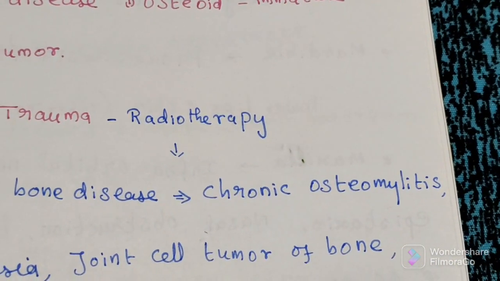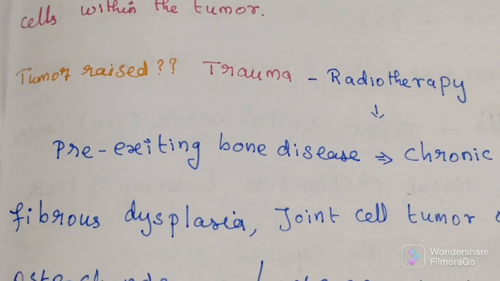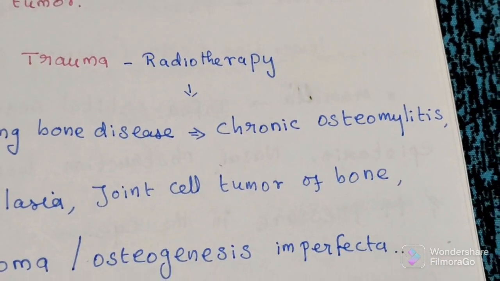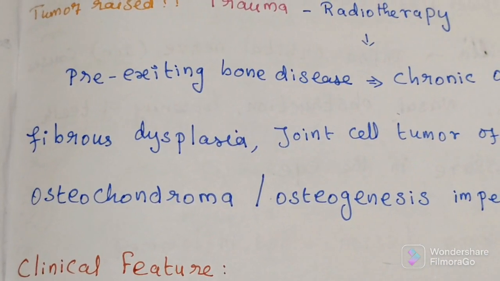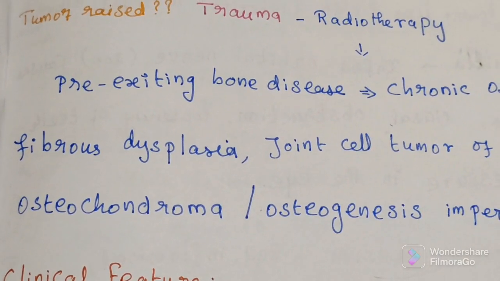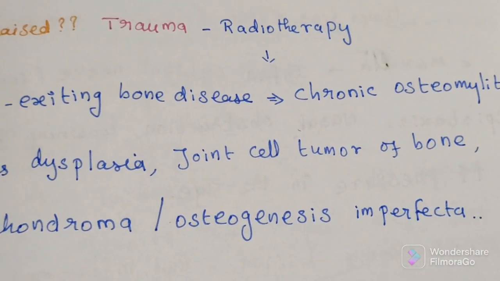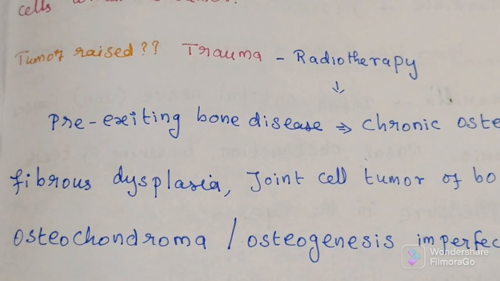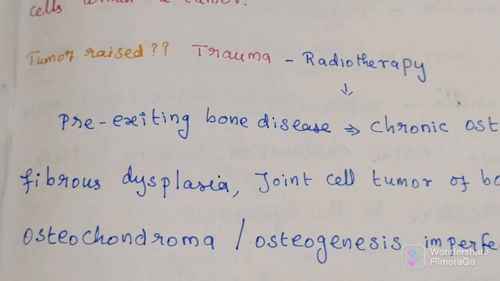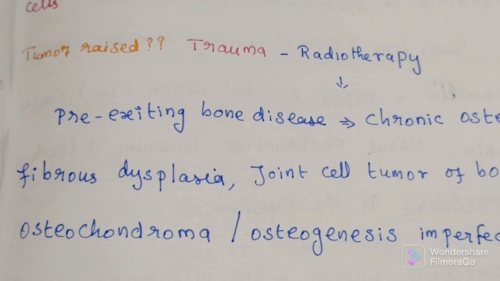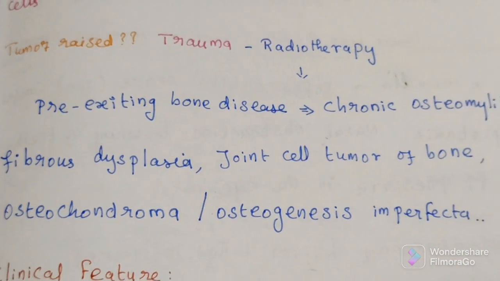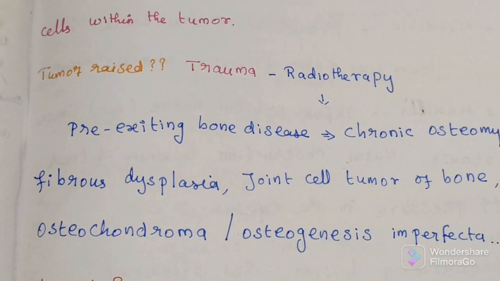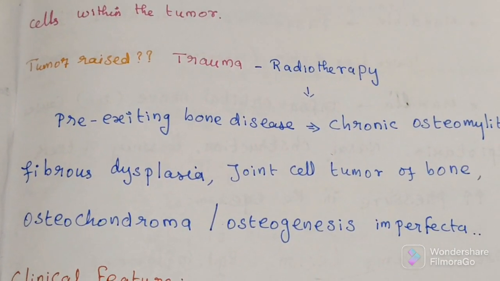Chronic osteomyelitis, or fibrous dysplasia, or giant cell tumor of bone, osteosarcoma, or osteogenesis imperfecta. It can be any of the pre-existing bone diseases which can later produce osteosarcoma or form a malignant tumor. So these are the different kinds of bone diseases that later form malignant tumors.